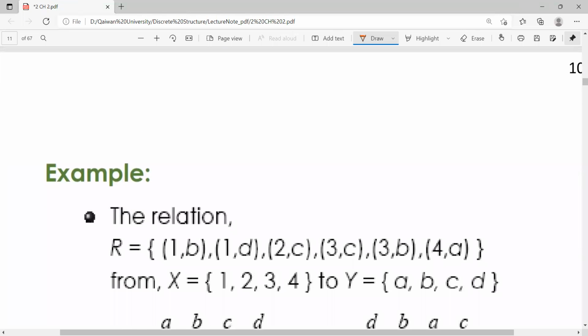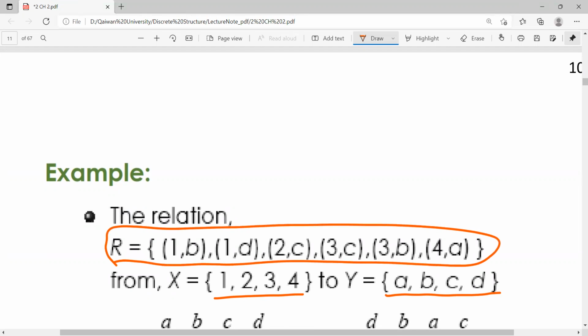Here we have a relation from set X to Y. X is 1, 2, 3, and 4. Y is A, B, C, and D. This is the relation. It says write down the relation in matrix form. What's the size of that matrix? 4 by 4. Yeah, it must be 4 by 4.